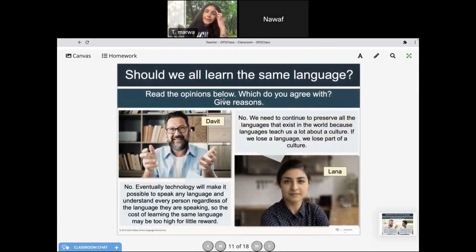Okay, read the opinions below. Which do you agree with and give reasons? Start with David. Eventually technology will make it possible to speak any language and understand every person regardless of the language they are speaking. So the cost of learning the same language may be too high for little reward. What do you think? Yes, Nawaf. Do you agree with him or disagree, and why?